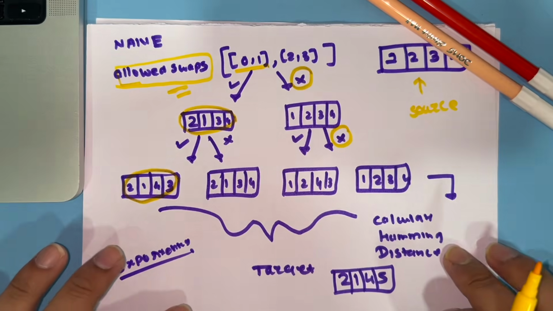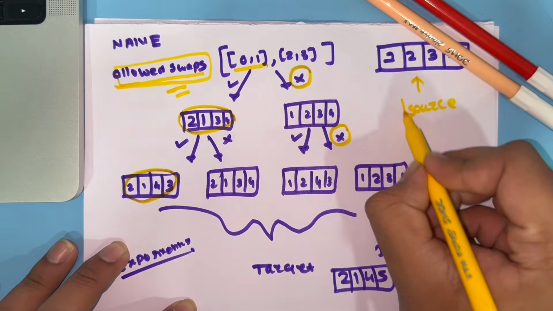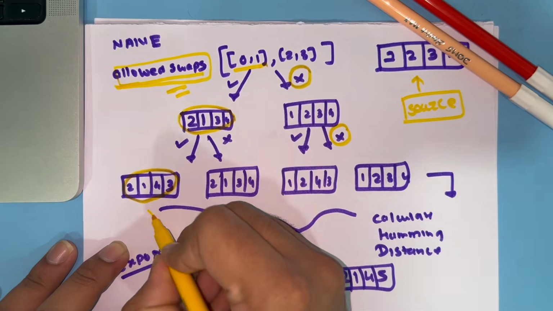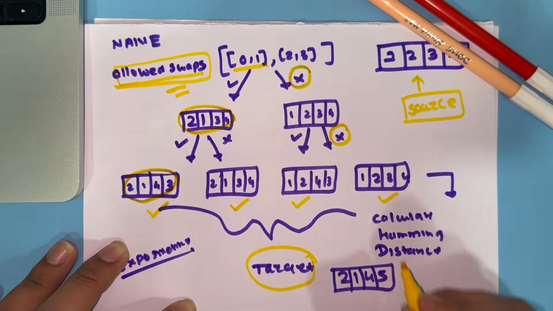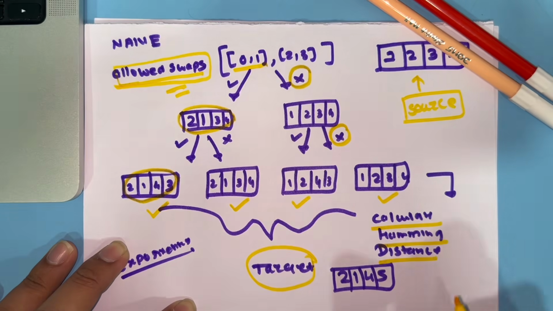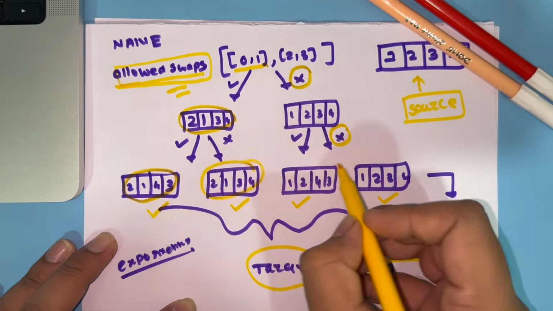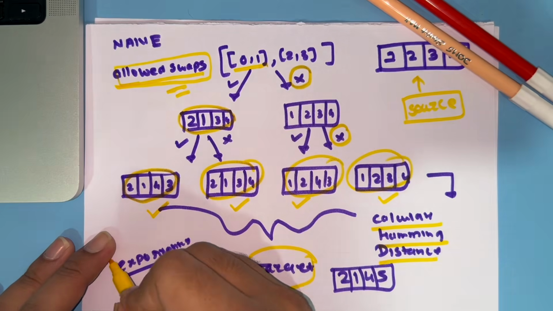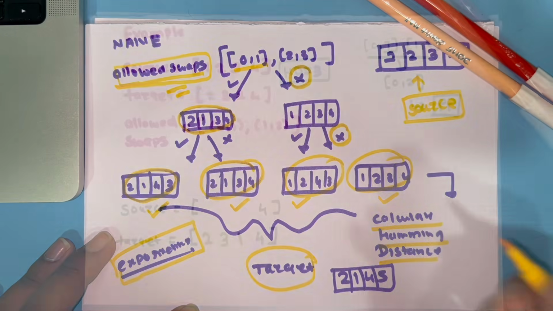Okay, the naive approach can be to use all the permutations of these allowed swaps on the source array, get all the permutations of the array, and then using the target calculate the minimum Hamming distance. But the problem is that calculating all these permutations will take a lot of time, and your solution will get an exponential time complexity, and this is bad. You can't say this in an interview.